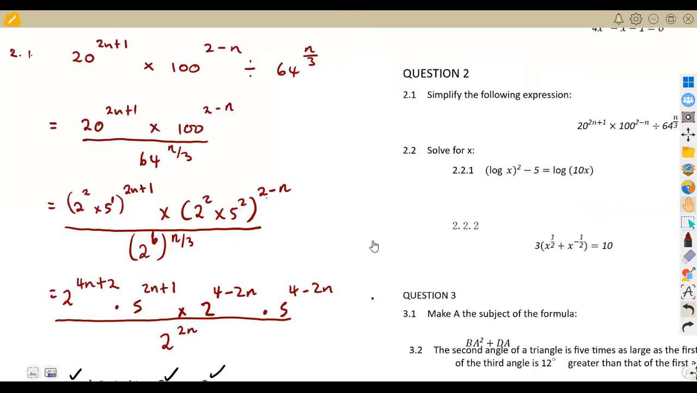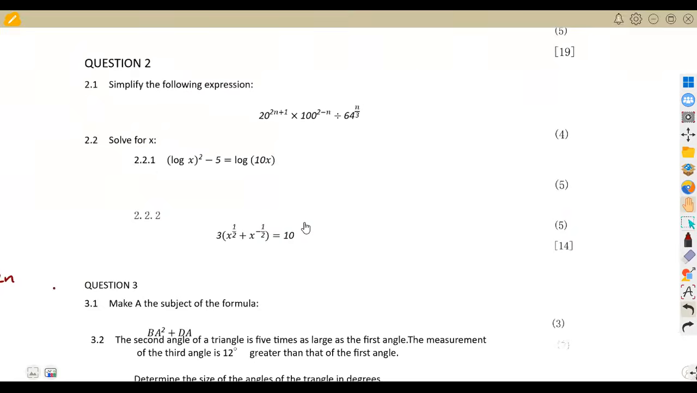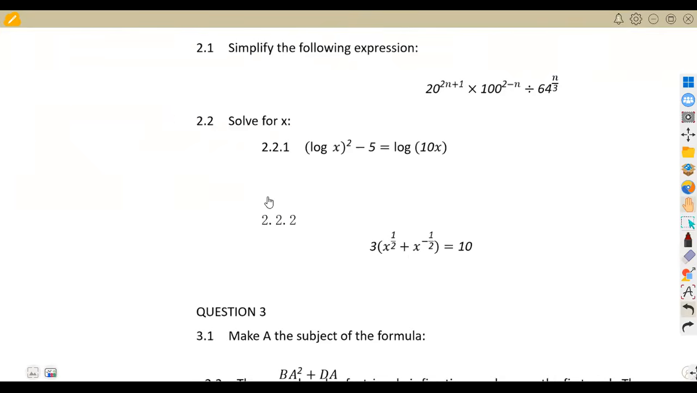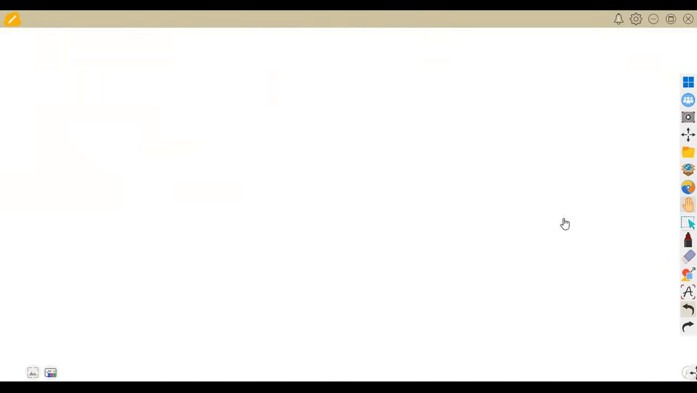All right, so let's check out the next part, which is 2.2. This one was a logarithmic equation. We're asked to solve for x in that manner. Let us see how we were supposed to solve for x on this logarithm, and that was 5 marks for everything there. The logarithm of x squared minus 5 is equal to log 10x. So this is 2.2.1.